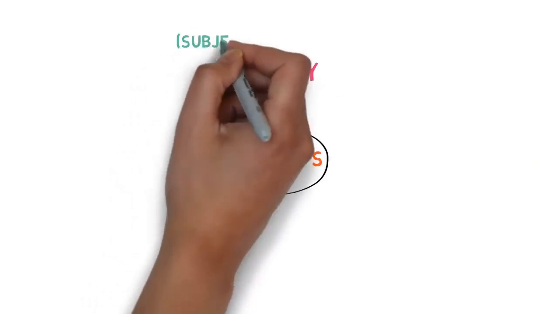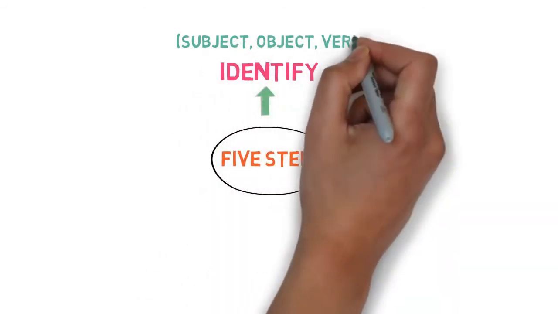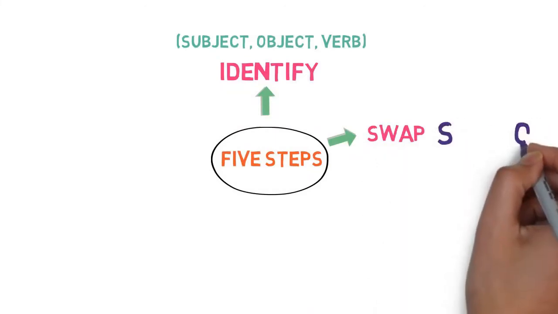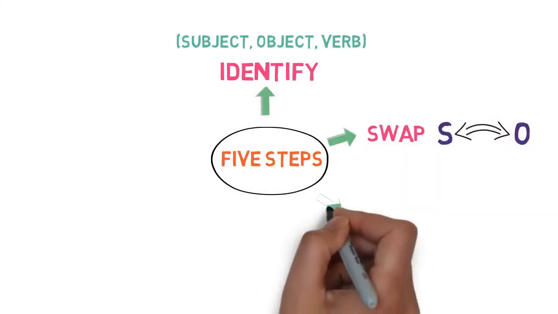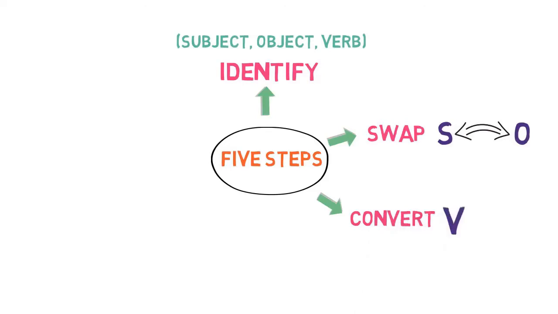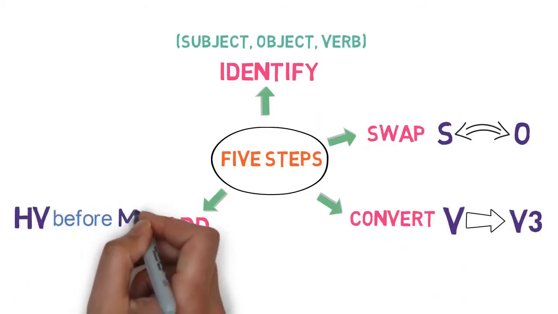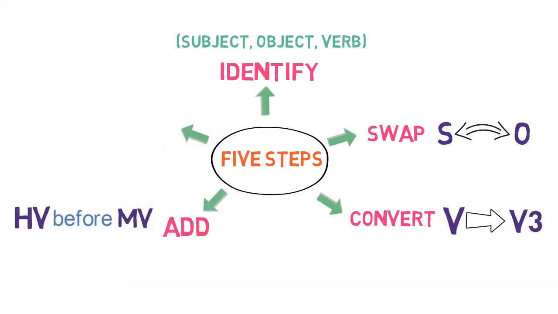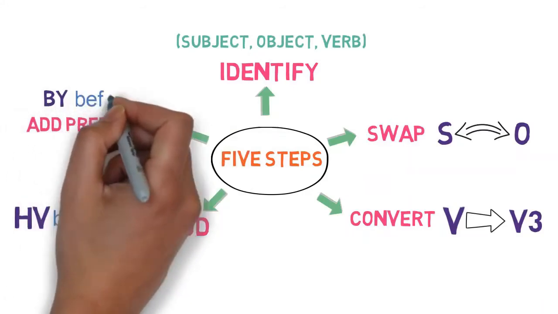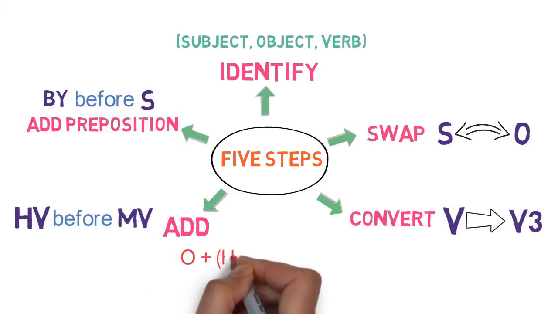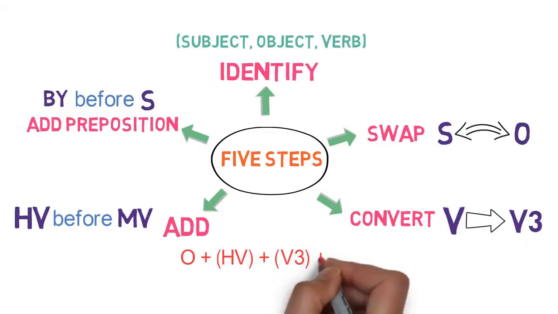So one is identify: identify the subject, object and verb. And swap: that means subject to object, object to subject. Another one is convert: the verb is converted to the third form. And add the helping verb before the main verb. And add the preposition by before the subject when it comes to the transformation of the subject. Please keep that in mind.